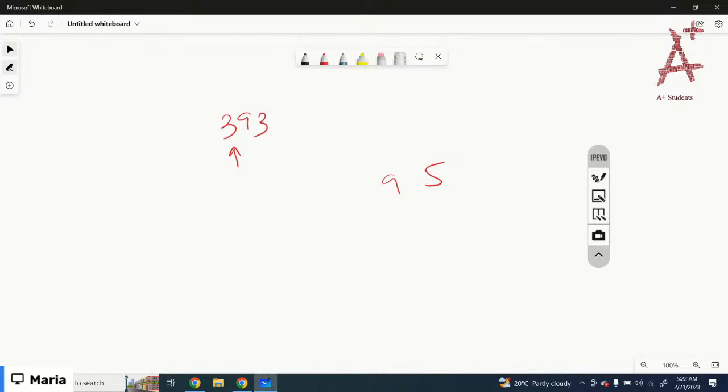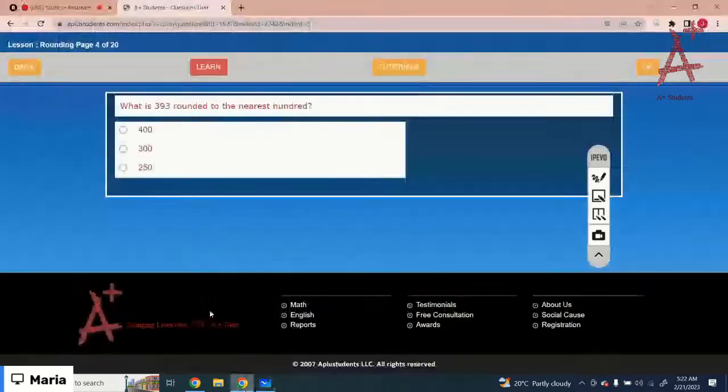9 is greater than 5. That means you have to round up, add 1 to the hundreds digit. It would be 4 and replace the other two digits with 0. So it would be rounded off to 400. Got it? So the correct option is 400. Just select the correct option, then click on the OK button.